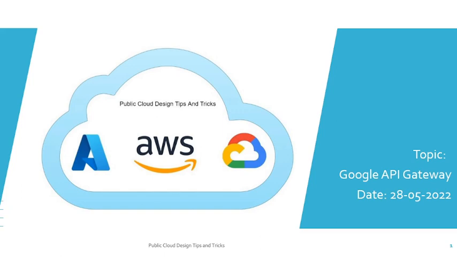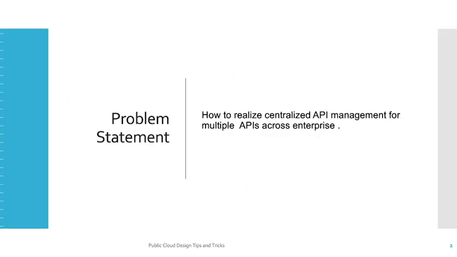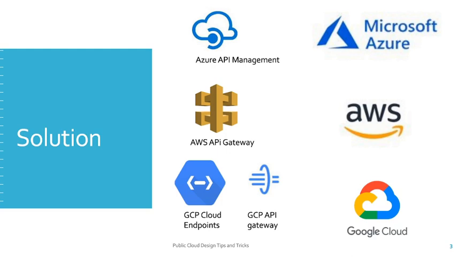Today, we are going to discuss about Google API Gateway. So the problem statement: how to realize centralized API management for multiple APIs across your enterprise. The solution which has been provided by Microsoft Azure is Azure API Management. AWS has provided AWS API Gateway. Google Cloud has GCP Cloud Endpoints and GCP API Gateway. We are going to discuss on GCP API Gateway.